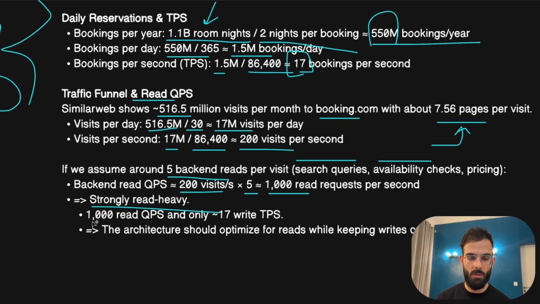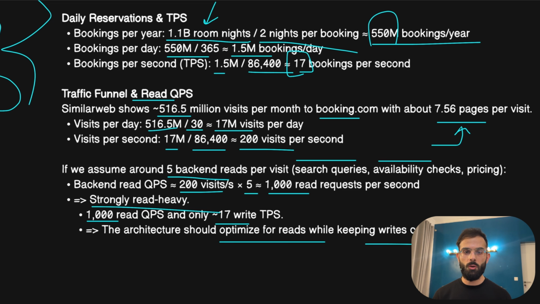And based on these calculations, we can clearly see that this is going to be a strong read-heavy system because we have 1000 QPS, queries per second, that we need to support, and only 17 TPS, which are the transactions per second that we will get. So our challenge here will be to optimize the architecture for reads while still keeping the writes consistent to avoid the double booking problem. These are the core numbers we need to start designing the system, and then the rest we can look at while designing the API and database, and if there are any more things that we need, it's fine to calculate those there, but at least we need to get the main things before starting with the high-level design.